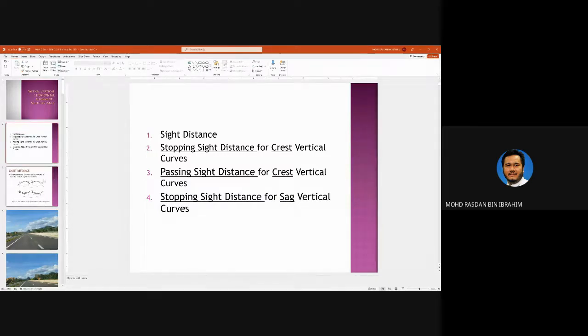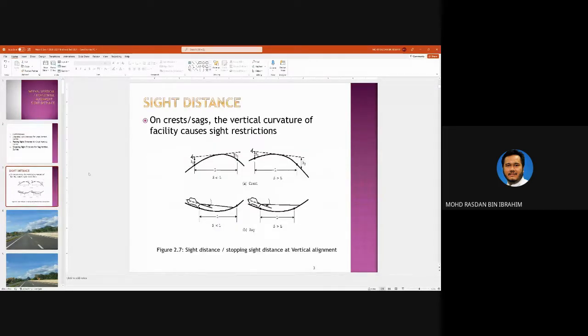Okay, there is no passing sight distance for sag vertical curve because it does not apply at that configuration. Okay, so sight distance is the distance that you can see an object lying on the road. It's not like the distance that you can see because it is very long. It means the distance from you to the object that you can see that is on the road on a vertical curve.